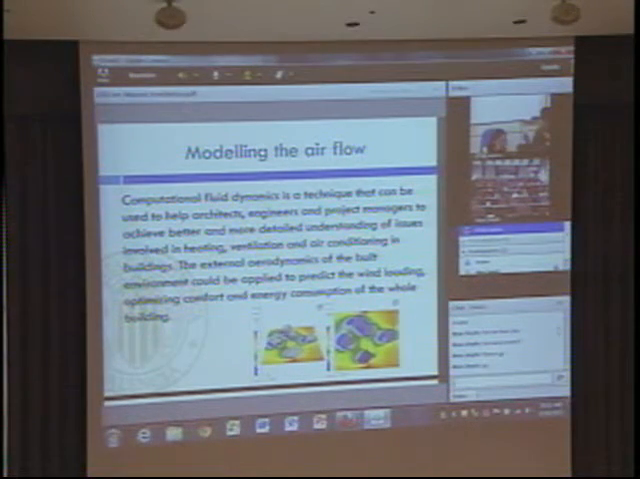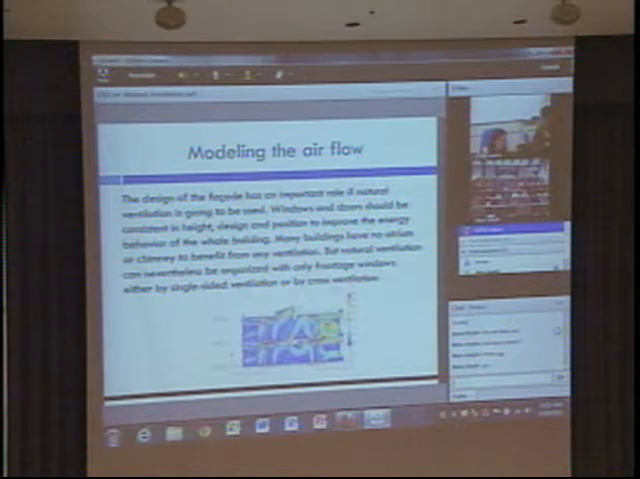In particular, computational fluid dynamics is a technique that can help us as technicians to give a more understanding of some issues involved with heating, cooling, and ventilation inside the buildings. This will affect, of course, the general energy consumption of the whole building. The particular problem is to model the airflow passing across different rooms in the building.